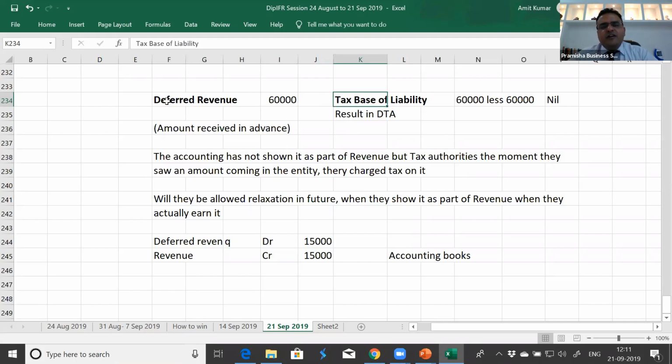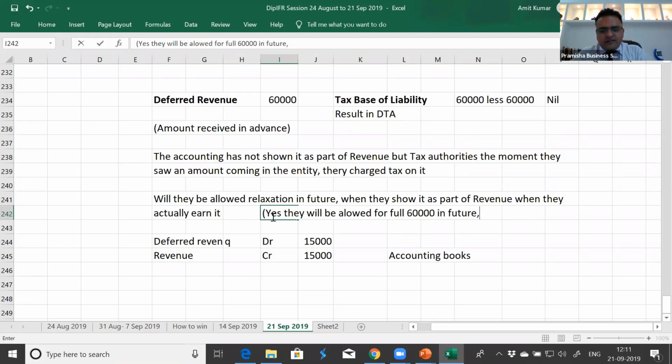In a deferred revenue liability, we have already been taxed, and now we need to see how much of it will still be provided relaxation. Will they be allowed relaxation in future when they show it as part of revenue, when they actually earn it? Yes. They will be allowed the full 60,000 in future. It will not be taxed. Is this clear? The treatment of deferred revenue. In the tax base of liability, the treatment of deferred revenue is slightly different: it is money received in advance, which is already taxed. Now we need to see how much of it will not be taxed in future.